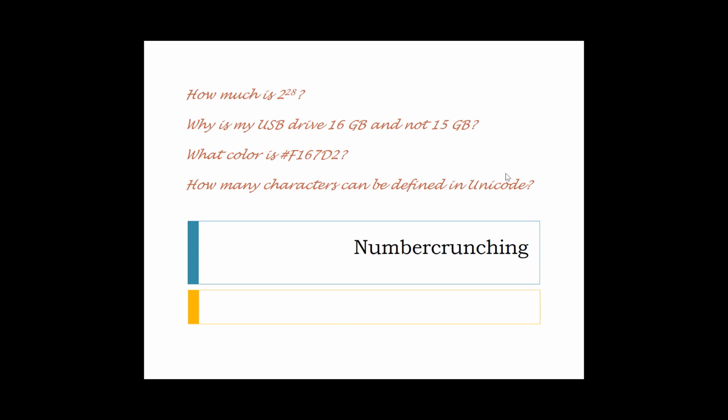So first, about number crunching. Well, how much is 2 to the power of 28? And why is my USB drive 16 gigabytes and not 15 gigabytes or 14 gigabytes? Why is it 16 or 32 or 64 or whatever? What color is F167D2 or 010203 or whatever it is, or FFFFFF or FF00FF? What are all those colors? How can you transcribe this into something that you understand?